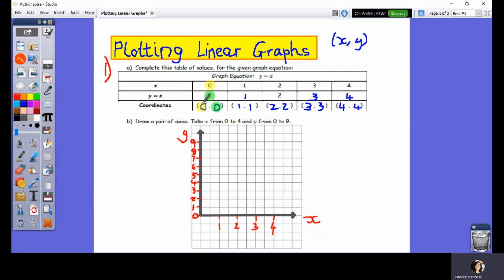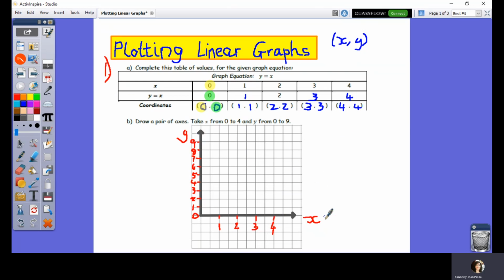Now, since you have your points, your coordinates, you can plot your points. In part B, he told you to draw a pair of axes, taking x from 0 to 4, and y from 0 up to 9. So when you get your graph paper or squared paper, you have to count enough squares on the y-axis. You should have 9. You can add another one so that you put your arrow there. On the x-axis, it is enough to draw from 0 up till 4. He told you how to draw your axes.